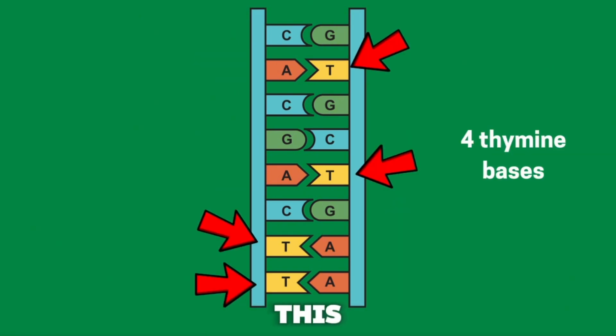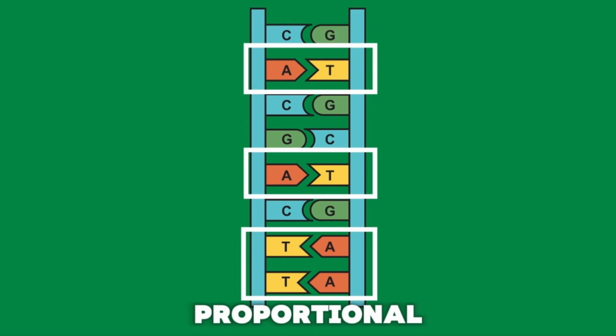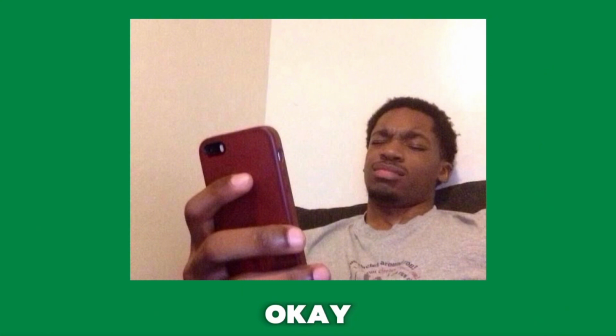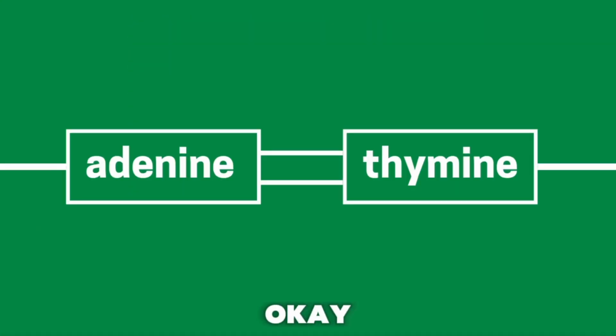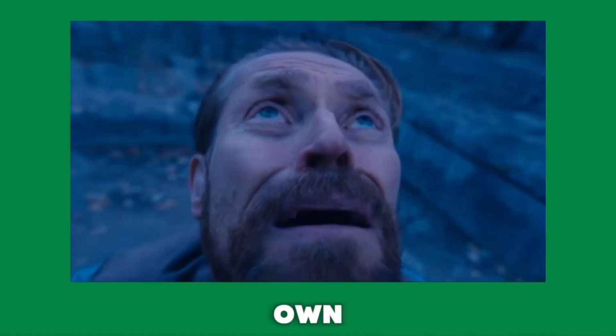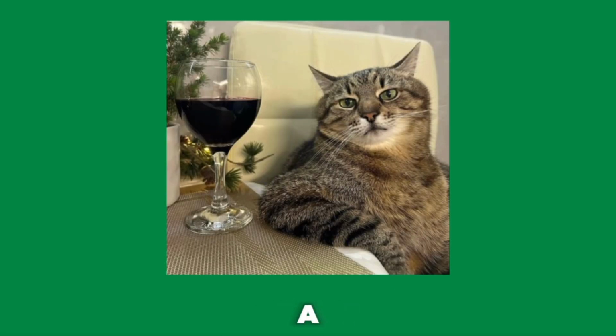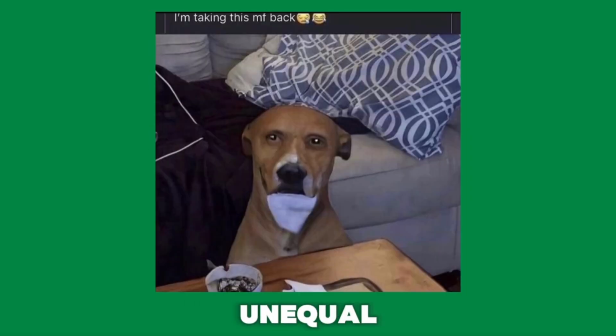And this highlights an important point because they are all proportional to each other. They are in the exact same proportions. There's not going to be 4 thymine bases and 5 adenine bases, okay? Remember, these guys are in love, okay? And adenine, he doesn't want to be on his own. He loves thymine. They are meant for each other. And so you don't get a disproportionate, unequal proportion of these guys.